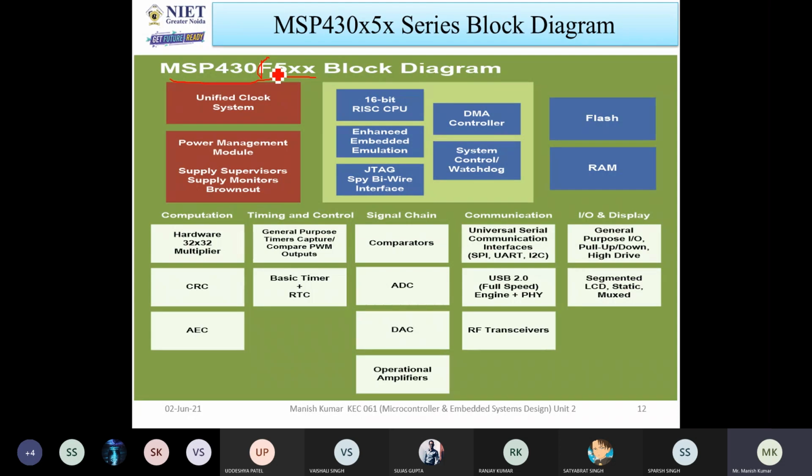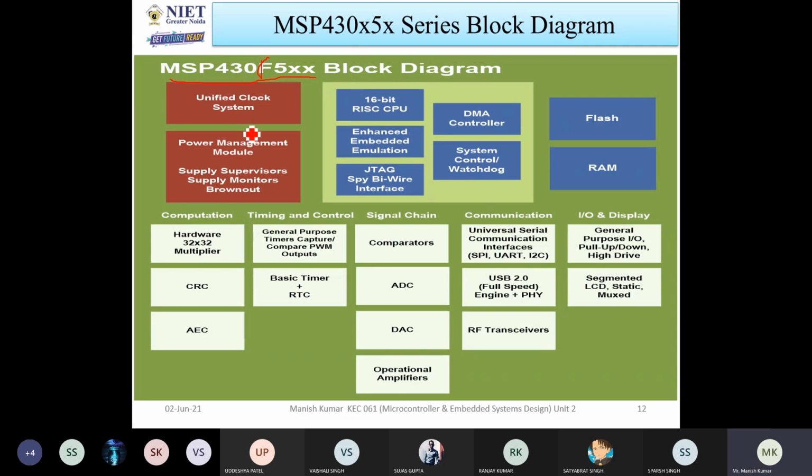There are different versions available in MSP 430: F series, G series, C series, J series, K series, like that. Different microcontrollers have different specifications. So MSP 430X F5XX has all the things whatever I discussed yesterday. I will just give you an overview so that you can have an idea of the difference between the general block diagram and this particular F5 series block diagram.